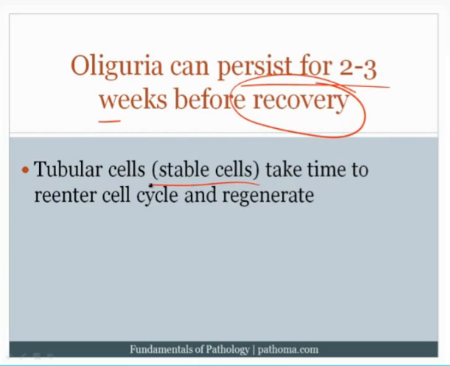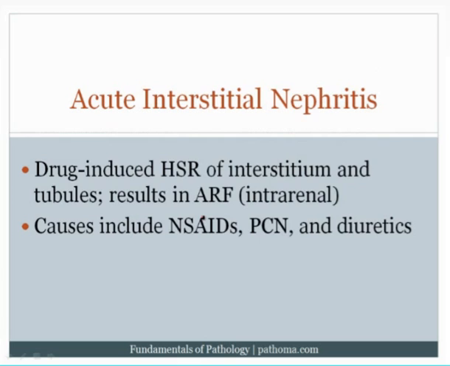Now, the reason for this is that the tubular cells, especially the proximal tubular cell, is a stable cell. And remember from our earlier discussions from general pathology that stable cells are cells that have the ability to re-enter cell cycle but are currently out of cell cycle. And so it takes a little bit of time for the tubular cell to actually re-enter cell cycle and then eventually regenerate. Another important cause of intrarenal azotemia is acute interstitial nephritis.